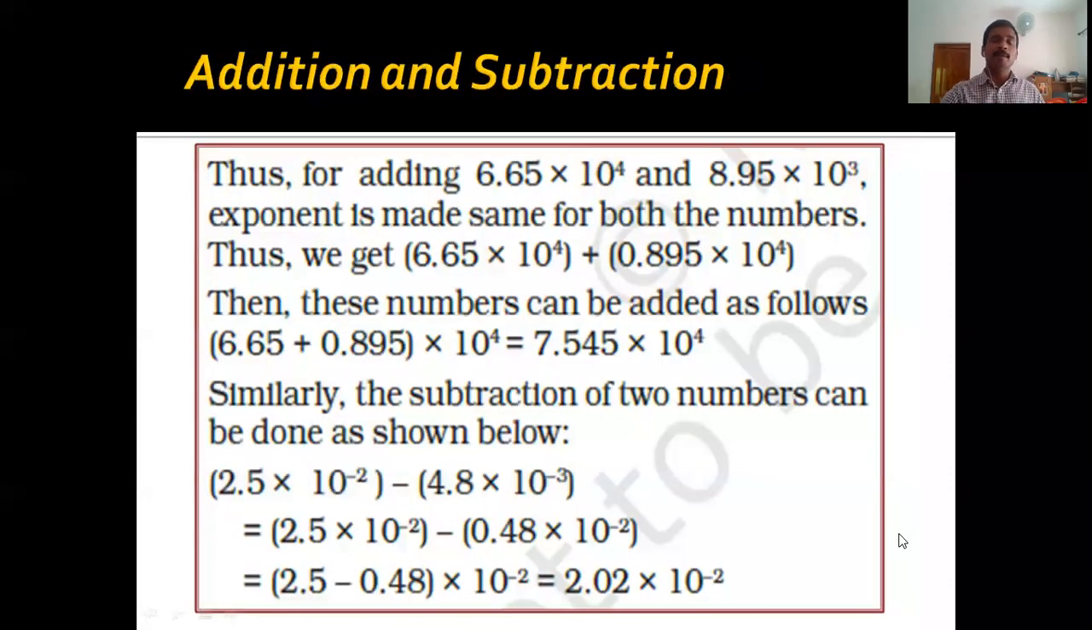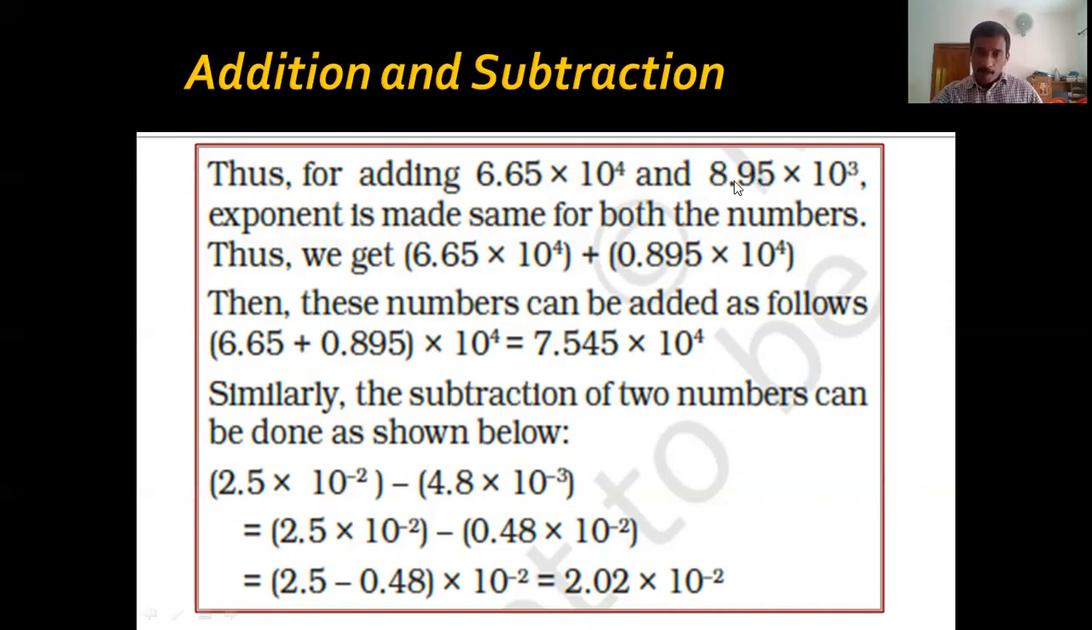And what will be the case in the case of addition and subtraction? Take an example, 6.65 into 10 raised to 4 plus 8.95 into 10 raised to 3. Here, the powers are different. Here it is 10 raised to 4 and here it is 10 raised to 3. Addition is possible only if the powers are same. You can convert 8.95 into 10 raised to 3 to 0.895 into 10 raised to 4, isn't it?